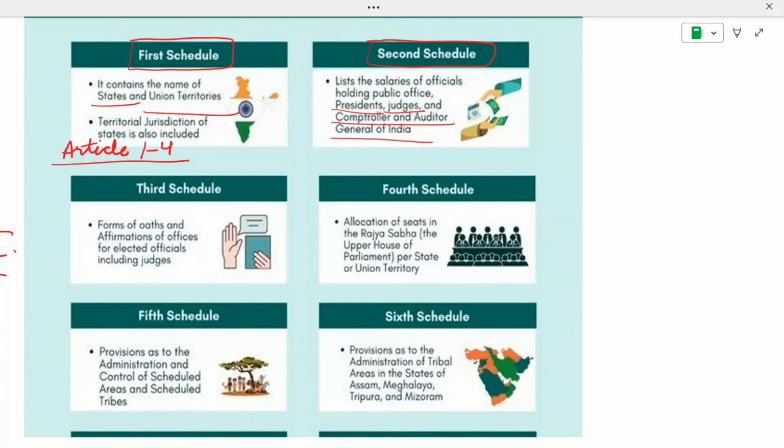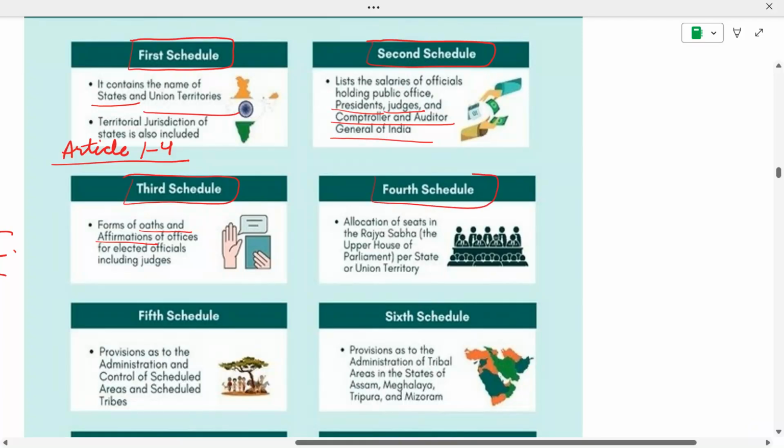Now coming on to the third schedule. The third schedule defines the forms of oaths or affirmations of the union ministers, various members of Parliament, judges of the Supreme Court and High Courts, as well as the Comptroller and Auditor General of India, and also the state MLAs and some other important dignitaries. So the oaths and affirmations for these important offices are mentioned in the third schedule.